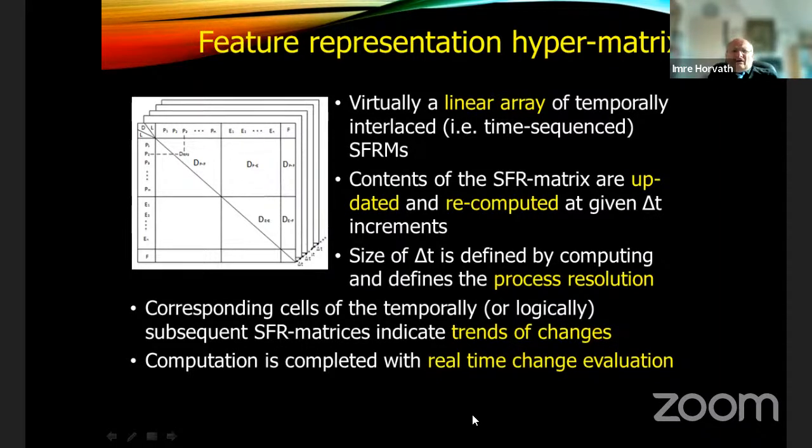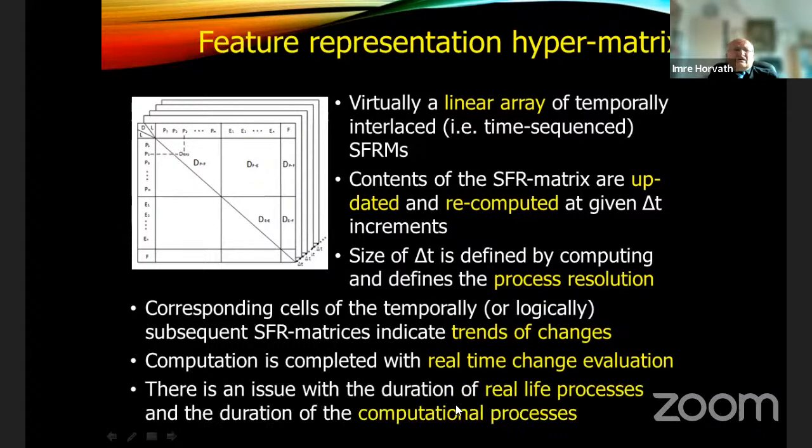The computation was completed in a kind of real-time change evaluation, and we were actually very lucky because, based on this matrix, we could detect where the changes were. So it meant that not the whole matrix had to be recomputed, only those elements of the matrix which indeed change. And this way we could make it a kind of quasi real-time computational process.